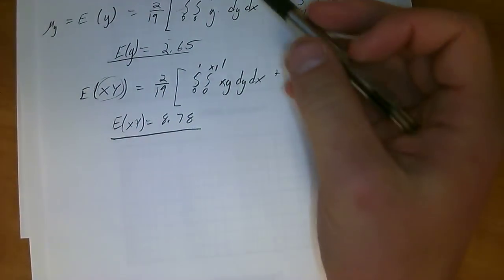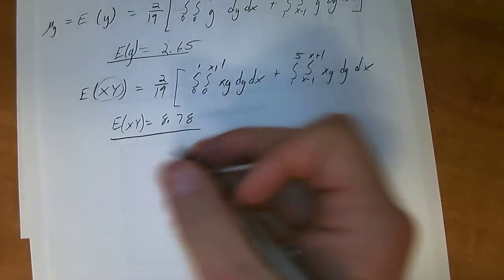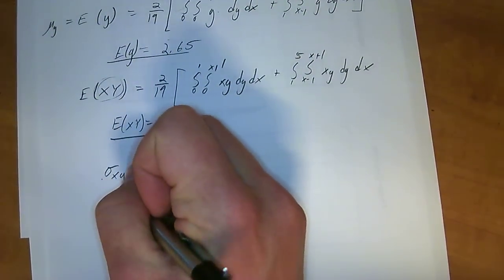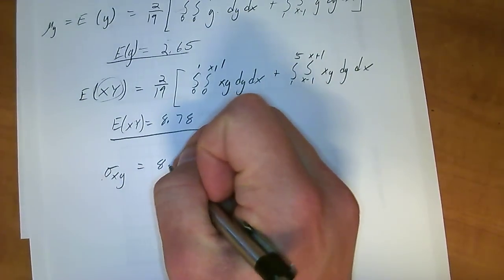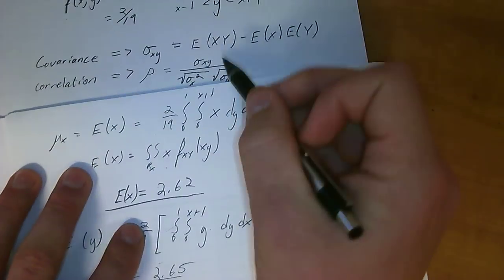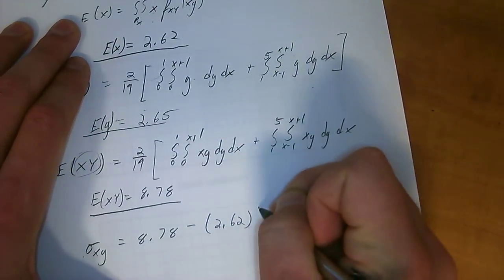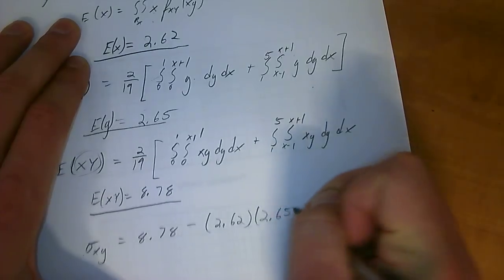Okay, so now we have that, we can solve for the covariance. So sigma xy is going to equal 8.78, using this equation right here, 8.78 minus 2.62 times 2.65.